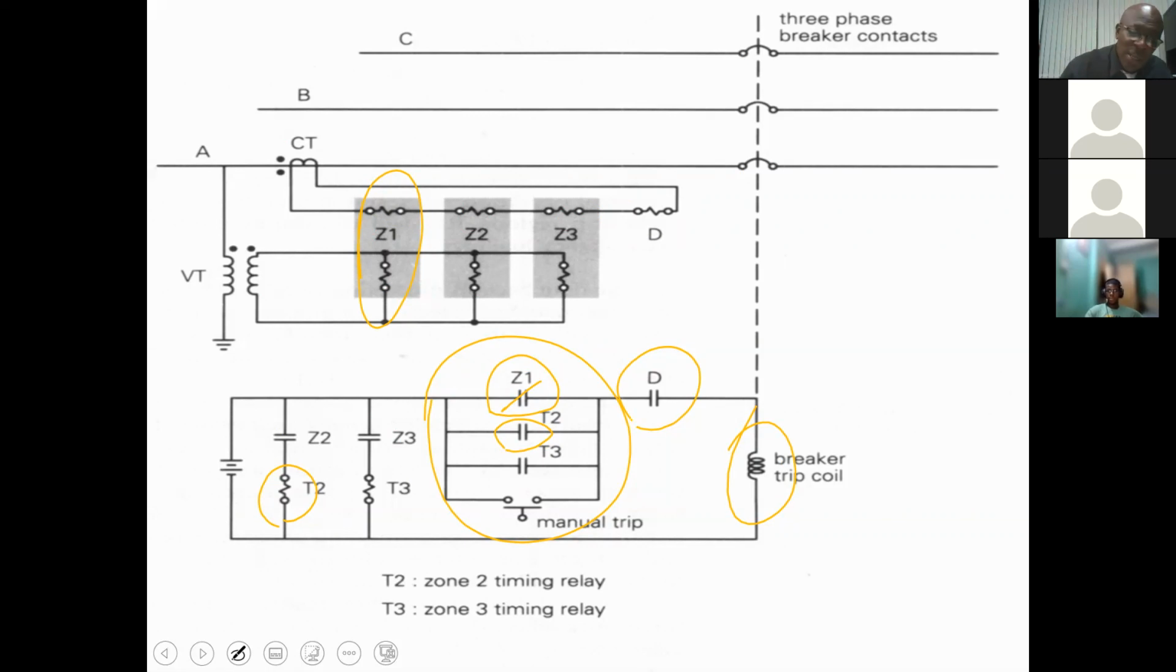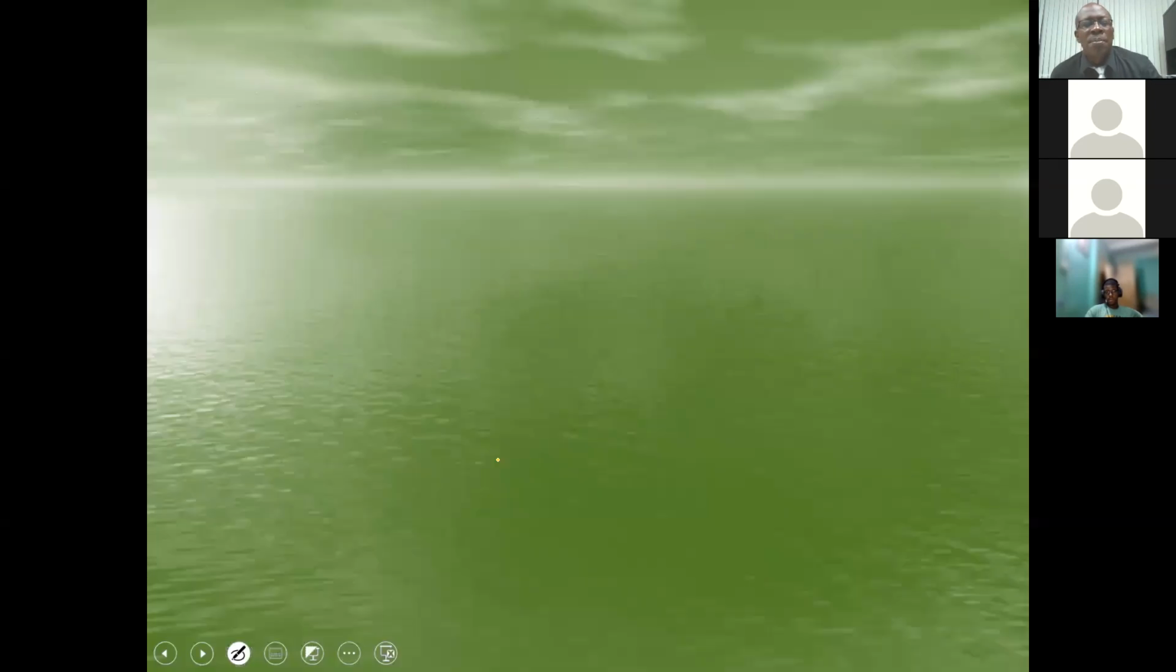All right, how we get to that, but just take it for now. Zone 1, instantaneous. Zone 2, timer. Zone 3, longer timer. All right? And as each timer times out, their contacts will close and therefore close the trip circuit. All right?